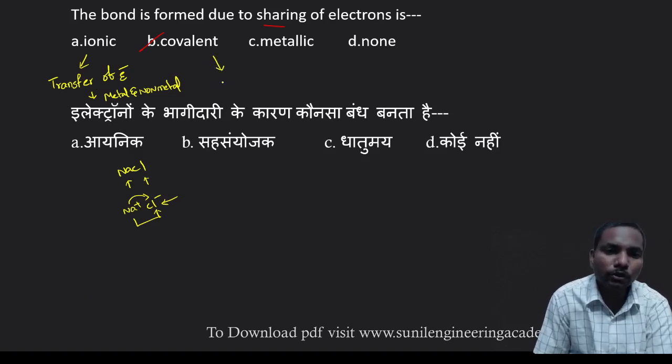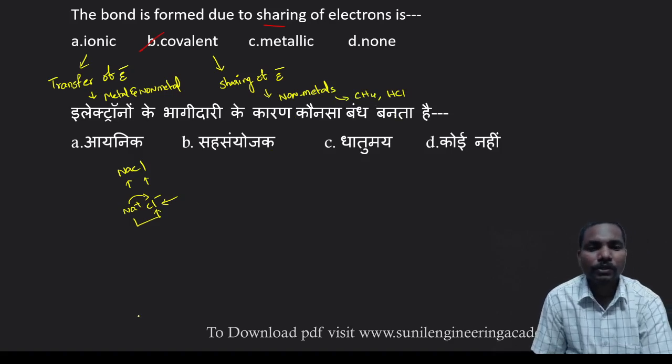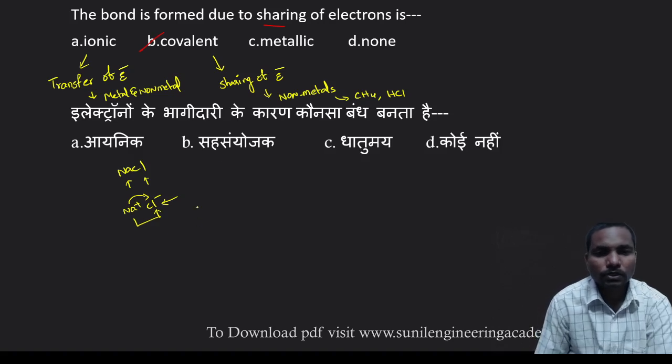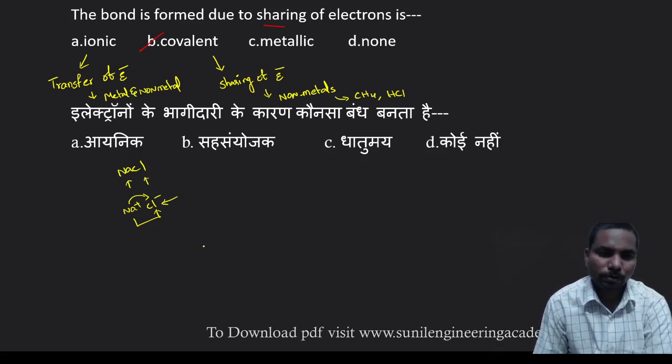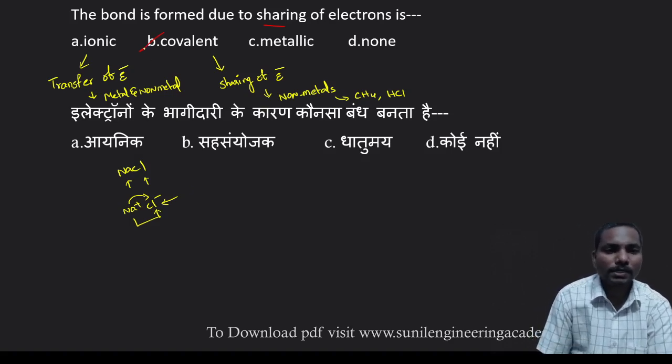Covalent bond is due to sharing of electrons, between two non-metals. For example, CH4 methane, HCl. All of these are non-metals, so here sharing of electrons takes place. Metallic bond is the bond between metals. So the answer is option B.